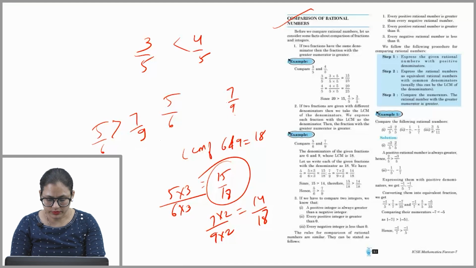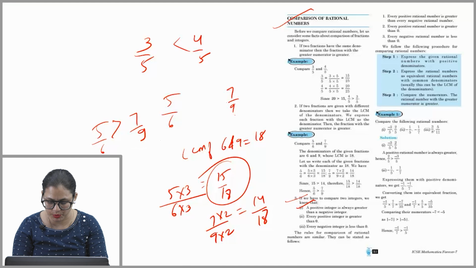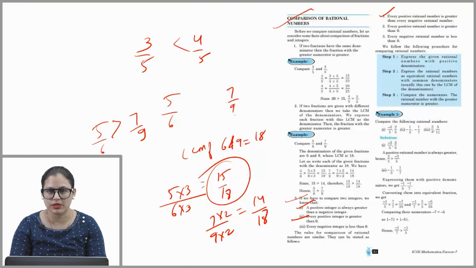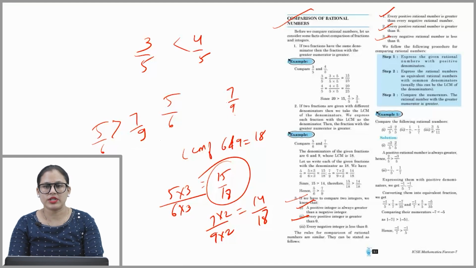So here what will we do? If we have to compare two integers, we know that a positive integer is always greater than a negative integer. Always remember that. And every positive integer is greater than 0. The rules for comparison of rational numbers are similar. They can be stated as follows. Number 1, every positive rational number is greater than every negative rational number. Number 2, every positive rational number is greater than 0. And number 3, every negative rational number is less than 0.